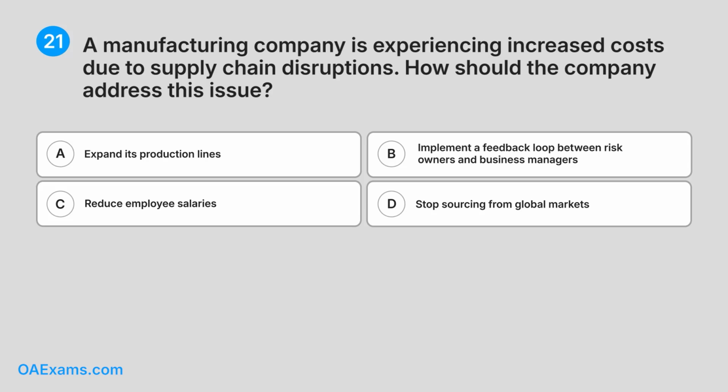21. A manufacturing company is experiencing increased costs due to supply chain disruptions. How should the company address this issue? A. Expand its production lines. B. Implement a feedback loop between risk owners and business managers. C. Reduce employee salaries. D. Stop sourcing from global markets. What do you think is the answer?